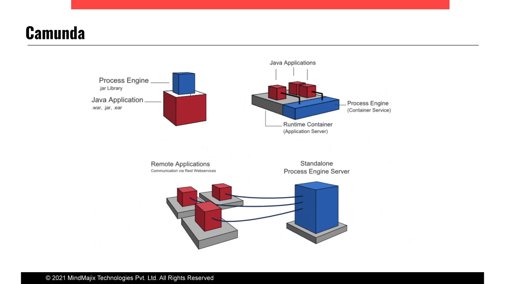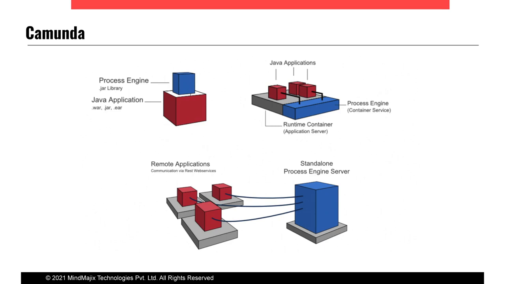The next one is the shared process engine. To the right of it, as you can see here, there are multiple Java applications that are being configured over a layer of process engine, and both are interacting with the process engine. The process engine is horizontally available to each and every Java application in this second part.